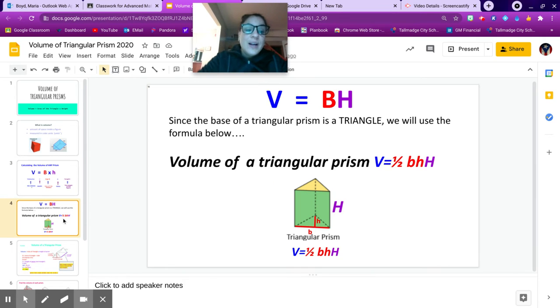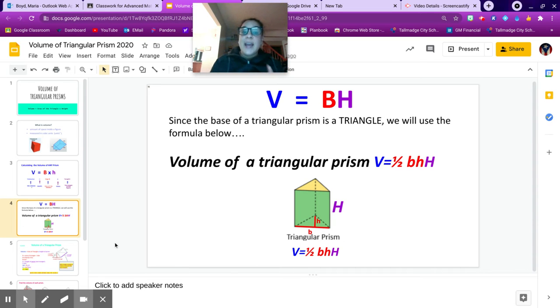All right, so here on slide 4 is a great visual. This is what you're going to need to do today. It says the base of a triangular prism is a triangle, so we're going to use the formula below. We're going to take the area of the triangle, 1/2 times base times height, and we're going to multiply that by the height of the prism.